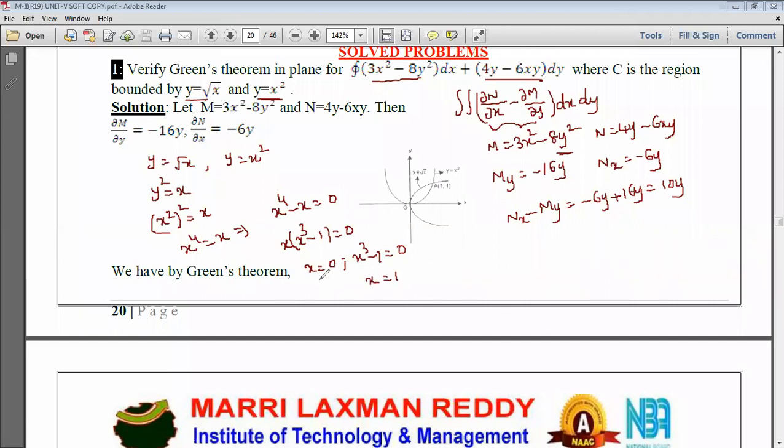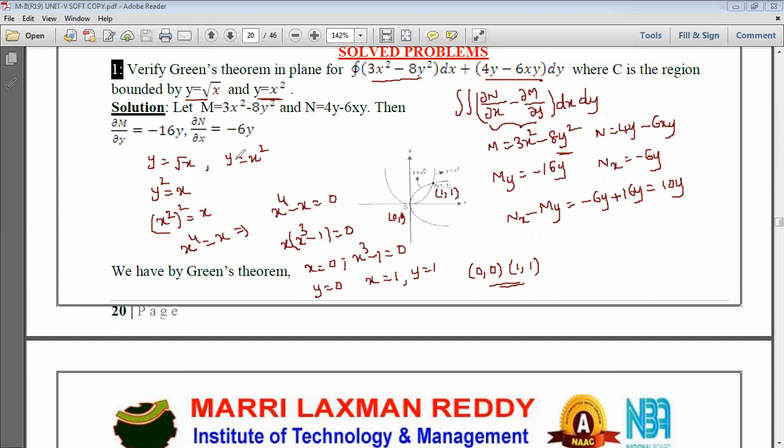If x is equal to 1, what about y? So if x is 0, then y also becomes 0. And if x is equal to 1, y is also 1. So it means the intersecting points of these two curves here are (0,0) and (1,1). So these are the two intersecting points, right? So here it is having (0,0), and this is the intersecting point (1,1).